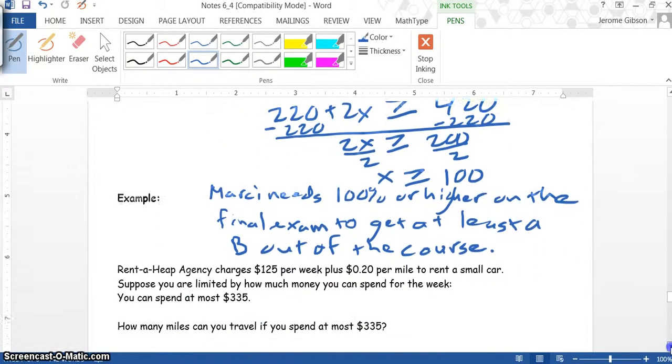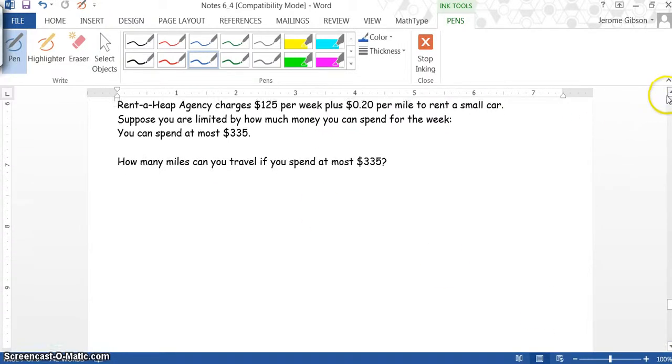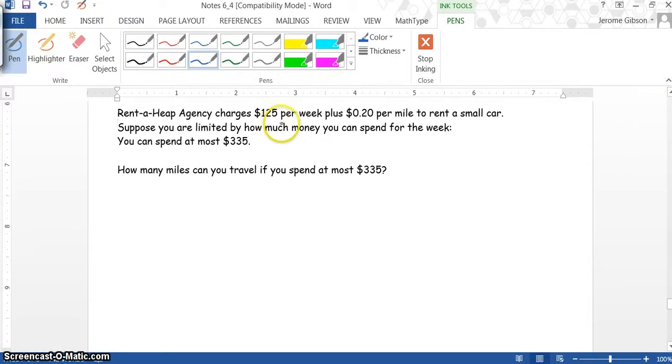Now, come to our next example. It says rent a heap. Agency charges $125 per week plus 20 cents per mile to rent a small car. Suppose you are limited by how much money you can spend for the week. You can spend at most $335. How many miles can you travel if you spend at most $335?